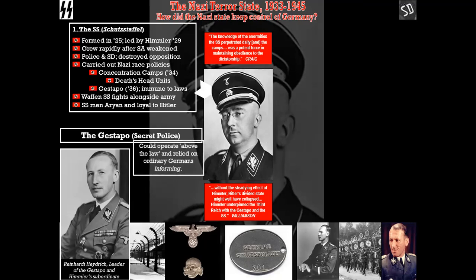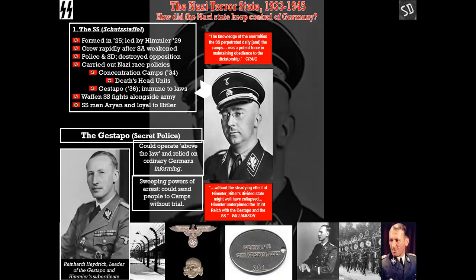They could operate above the law. They could do what they liked. And if they broke the law, well, then the law was wrong. And they relied on ordinary Germans informing. There's a reason for this. There aren't many of them. There's something like one Gestapo agent to every 22,000 Germans. They cannot go out and investigate crimes themselves. They have to rely on people dobbing other people in, basically.